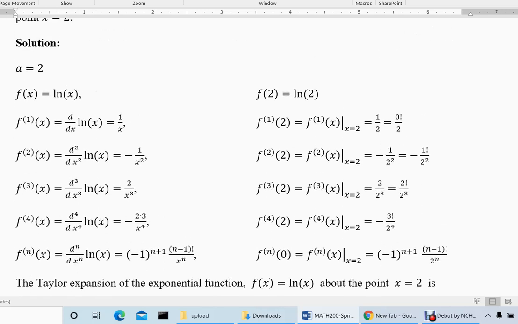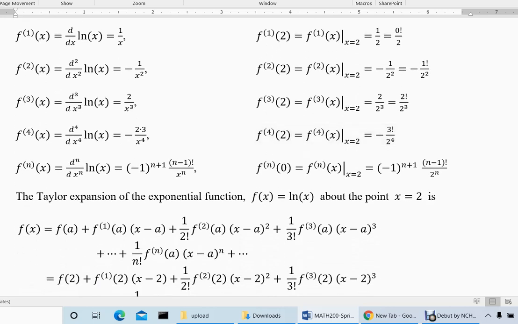Now calculate. F of 2 is ln 2. First derivative at x equal to 2 is 1 by 2. The second derivative at x equal to 2 is minus 1 by 2 square. Just leave it like that. Do not write 1 by 4 or 0.25. That's not the way. We will not get a pattern otherwise. Then the third derivative is 2 over 2 cube. The fourth derivative is minus 3 factorial by 2 power 4.